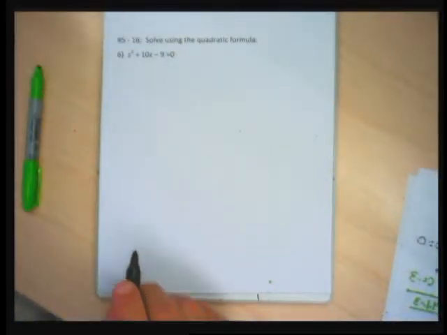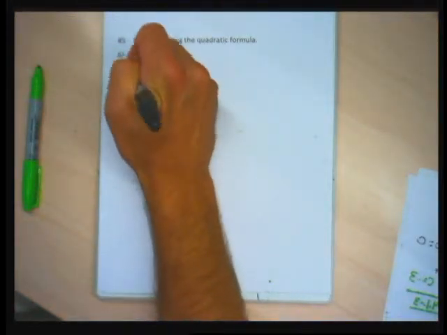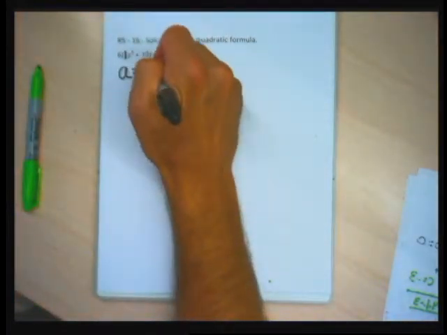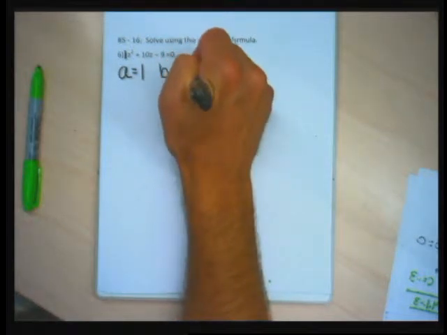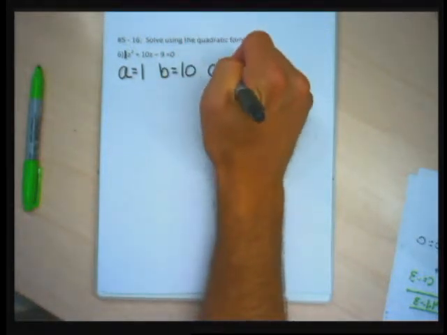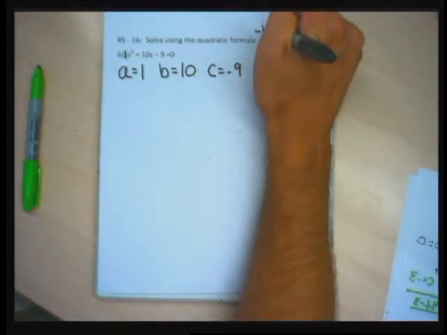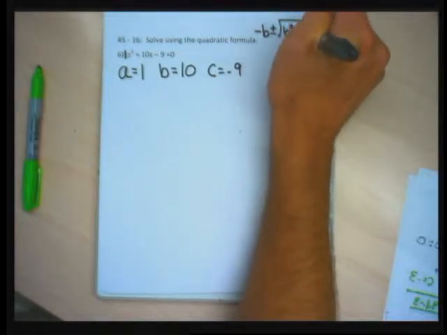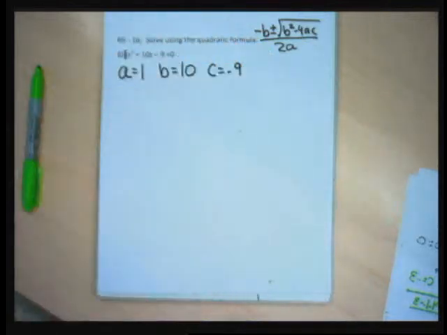So 6 is set up perfectly for the quadratic formula. The a is the number in front of the term with the exponent of 2, which is 1. The b is the number in front of the first power term, which is 10. The c is going to be -9. Again, I need negative b plus or minus the square root of b squared minus 4ac over 2a. Can this be solved by factoring? No, it couldn't just be solved by factoring.